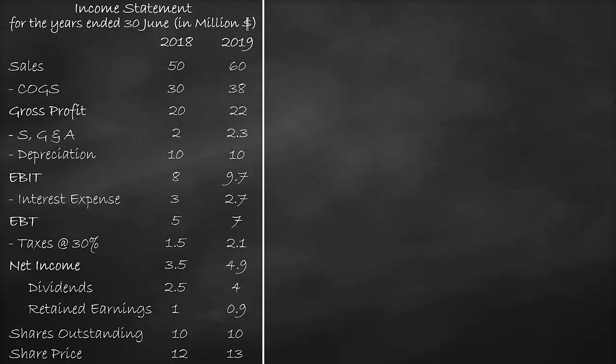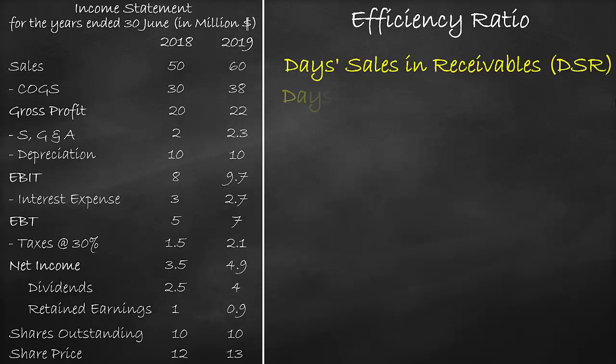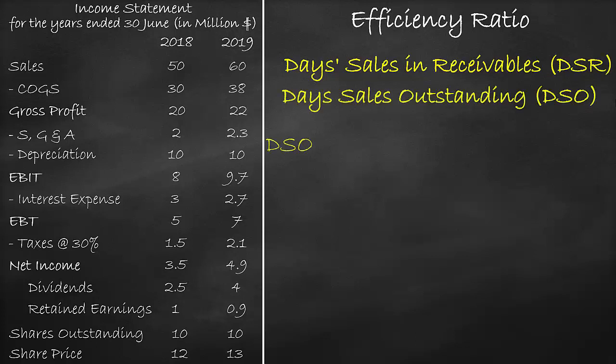An example of the efficiency ratio is the days sales and receivables ratio, which is also called the days sales outstanding ratio. The days sales outstanding formula is 365 divided by the receivables turnover. We can substitute directly in this formula if we calculated the receivables turnover ratio earlier. The receivables turnover formula is sales divided by the accounts receivable.